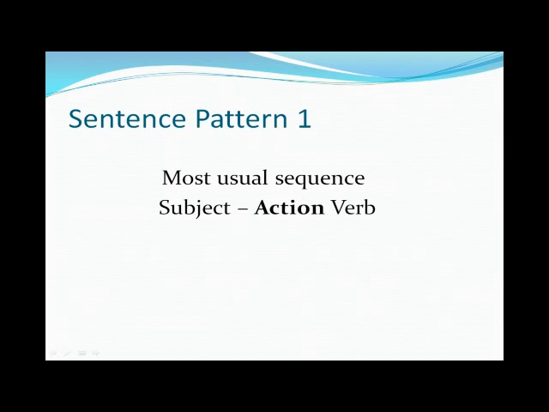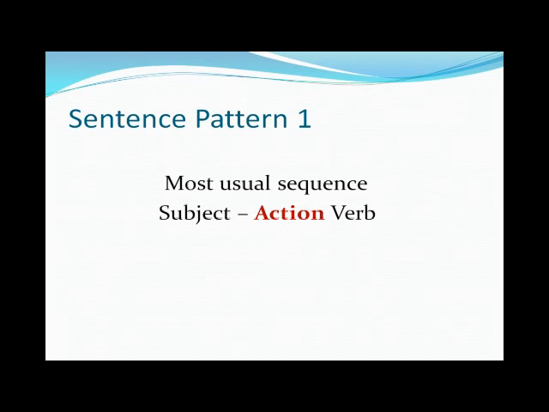The first pattern is the one we all learned when we first learned to read. The subject comes first, and then the verb. You read beginning sentences such as Jane ran and John skipped. Notice that the verb is an action verb, an action word. It shows what the individual is doing.